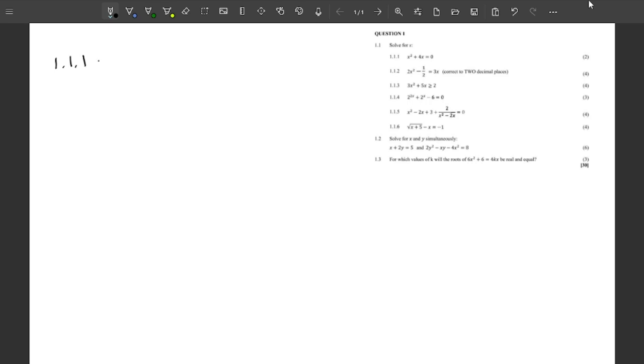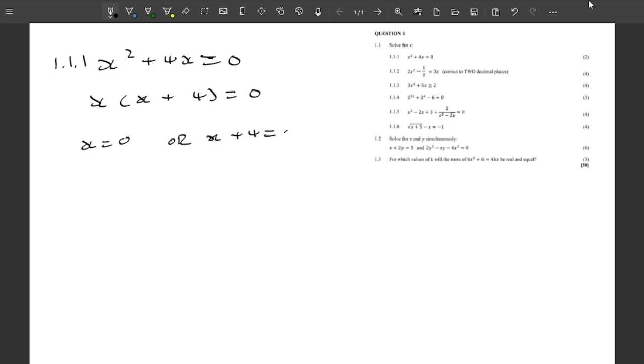1.1 states x squared plus 4x is equal to 0. To solve this one, you have to take out the common factor, which here is x. Then you have to equate both of the factors to 0: x equals 0 and x plus 4 equals 0. The x value for the first one is going to be 0, and the x value for the second one is going to be minus 4. This is the first one.